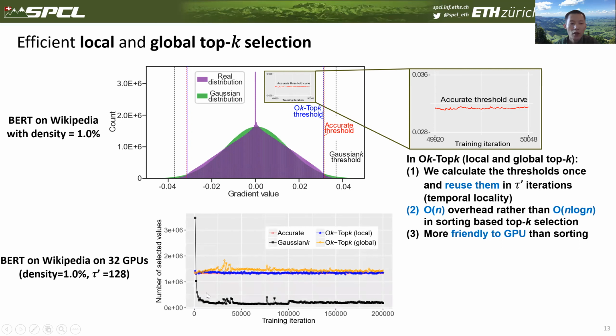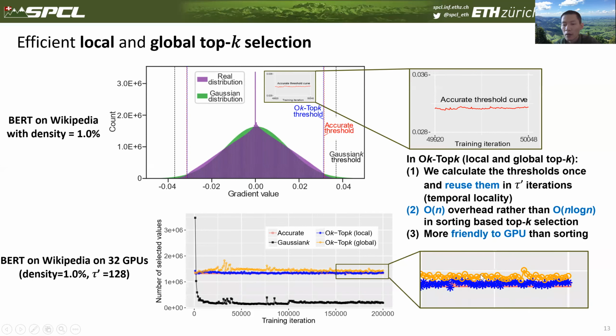In the bottom figure, we compare the number of global top K values and the local top K values with the number of accurate top K values. In the zoomed subfigure, the yellow point represents the number of global top K values, and the blue point represents the number of local top K values, and the overlapped red point represents the number of accurate top K values. We can see they are very close. So this shows that the threshold reusing strategy is very effective.